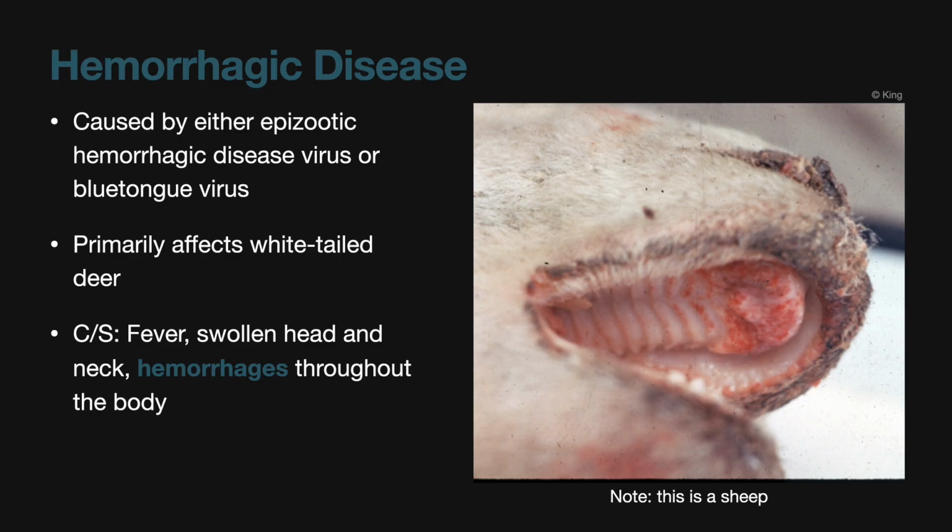This condition can be caused by either blue tongue virus or epizootic hemorrhagic disease virus. It primarily affects white-tailed deer. Clinical signs include fever, a swollen head and neck, and hemorrhages throughout the body.